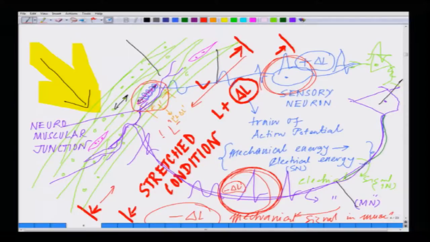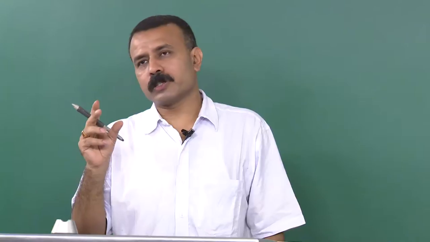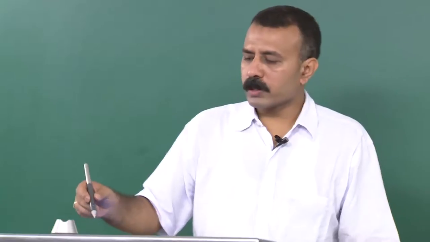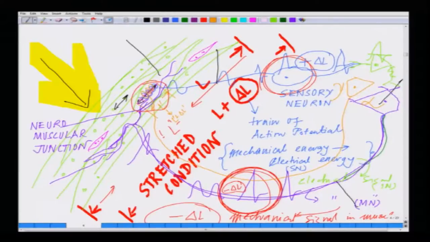At this stage, I will introduce one more complexity to this circuit. There is another set of motor neurons. Those are called gamma motor neurons, and these are called alpha motor neurons. These gamma motor neurons simultaneously convey a message which innervates the muscle spindle and asks it to reduce its length. So, this signal which went through the interneuron is conveyed to the gamma motor neuron.